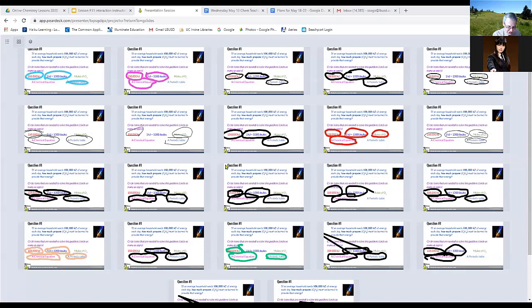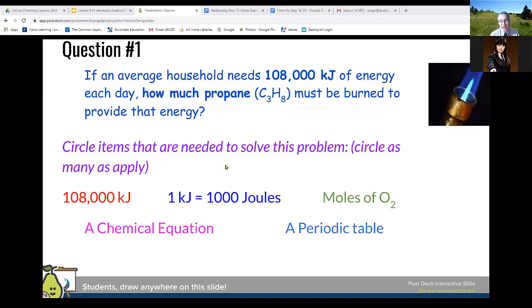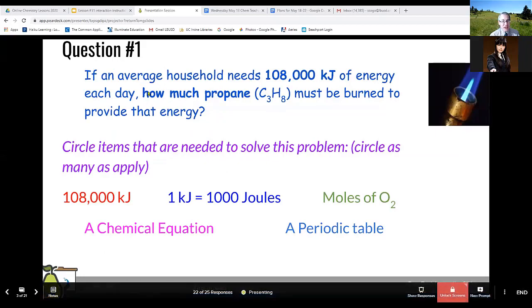All right, in this case, I'm going to go back to the original question. I'm going to highlight the idea that the answer to what do you need depends on how you interpret this question. How much propane? Because that can be expressed in different ways.